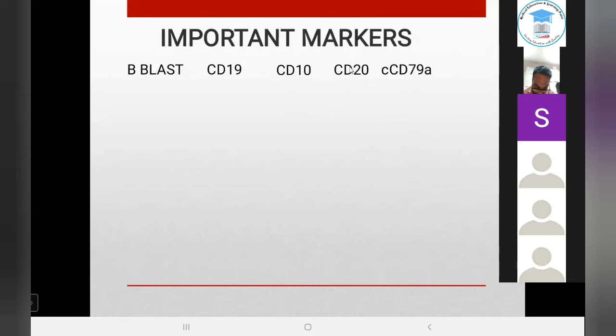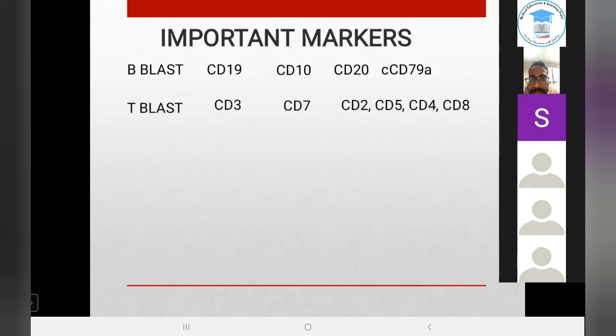All right, now let's go to the T blast. Can somebody tell me the important markers? CD3, perfect. CD7, remember that. What else? 2, 4, 5. Perfect. So 4 and 8. Out of all these markers again, what is the most important one? CD3. Yes. CD3 and CD7 are very important. Remember that CD3 is very important, but it should be present in the cytoplasm. If it is present in the cytoplasm, then surely we know that it is a T blast.